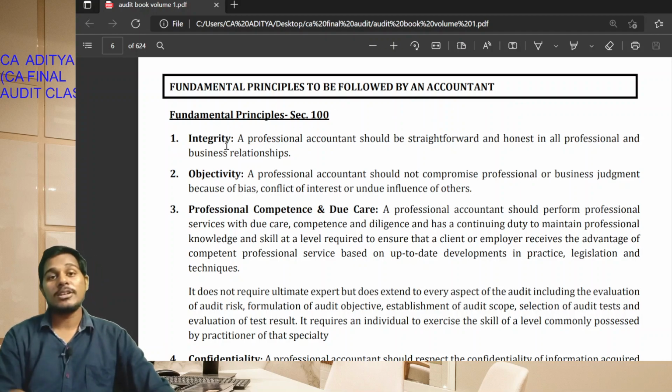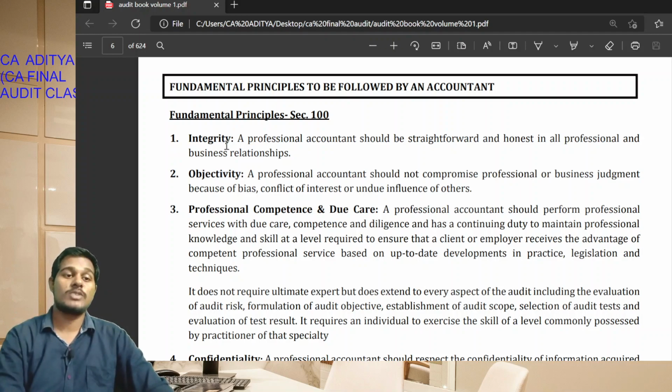See students, integrity. A chartered accountant should be straightforward and honest in performing all his duties. Objectivity: a chartered accountant should not be subject to bias, conflict of interest, or undue influence of others. He should not be influenced by other persons who might have engaged him, or by his own interest. A professional accountant should not compromise professional or business judgment because of bias, conflict of interest, or undue influence of others.